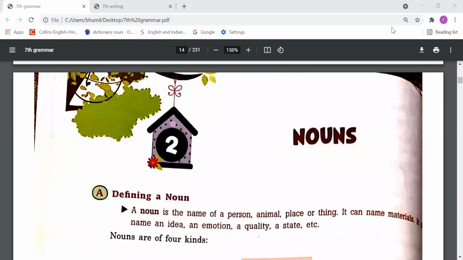Good morning, everyone. This is your English class, and today we will study our second chapter of our grammar book, that is nouns. In this chapter, we will study. So let's start.